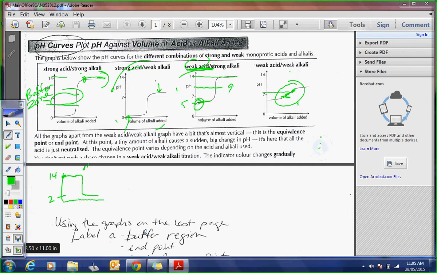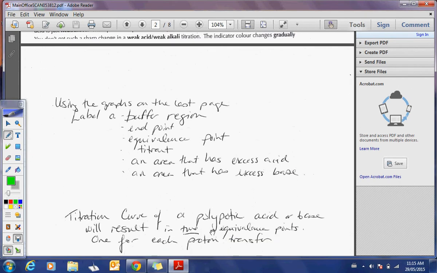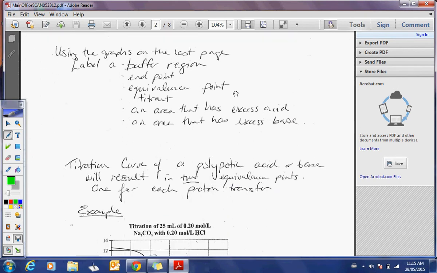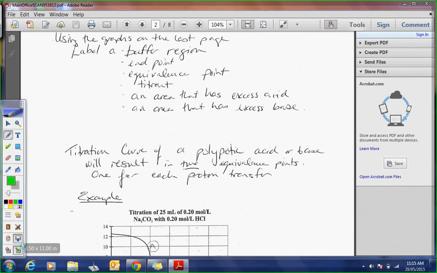Okay, so using the graphs on the last page, label a buffer region that's different from the one that I labeled for you. Label an endpoint, an equivalence point, the titrant area that has excess acid, area that has excess base. So a quick little activity for you right there. Or if yours is a bit messy with notes, you could create another graph, like just draw a graph and label everything on that one graph. That's fine too. Okay? So you've got 2 minutes to do that.